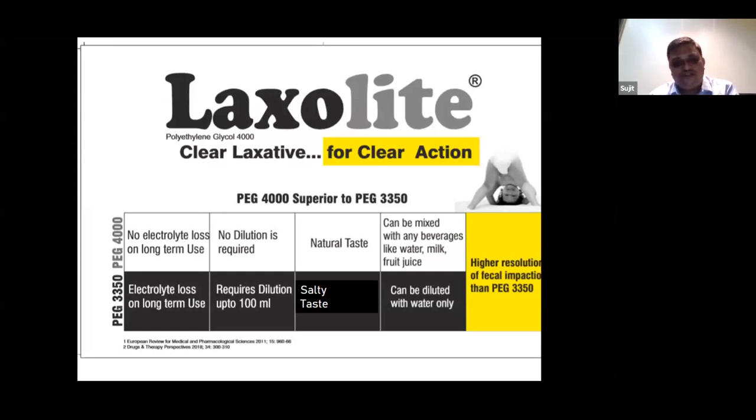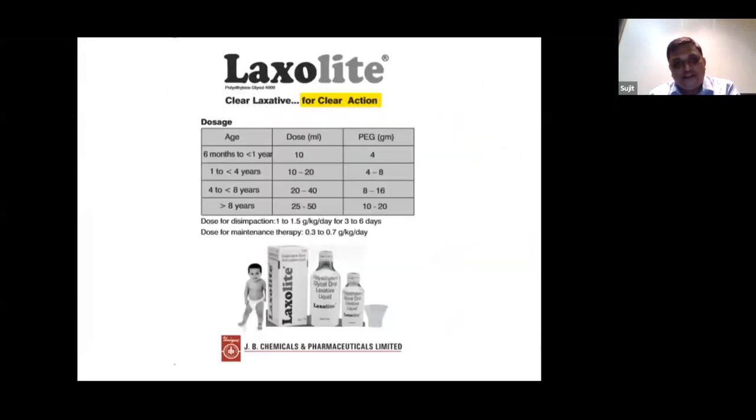Laxolite also has a natural taste, whereas PEG 3350, when you add electrolytes along with it, gives a salty taste or an osmotic feeling. So sometimes patient compliance can be an issue with this formulation. Laxolite can be mixed with any beverage, whereas PEG 3350 can be diluted with water only. Dr. Prasanth already highlighted the dose for disimpaction is 1 to 1.5 gram per kg per day for the initial 3 to 6 days, and for maintenance therapy, 0.3 to 0.7 gram per kg per day. To suit these needs, Laxolite comes in two packs, 100 ml and 200 ml, which is colorless, odorless, and needs no dilution.